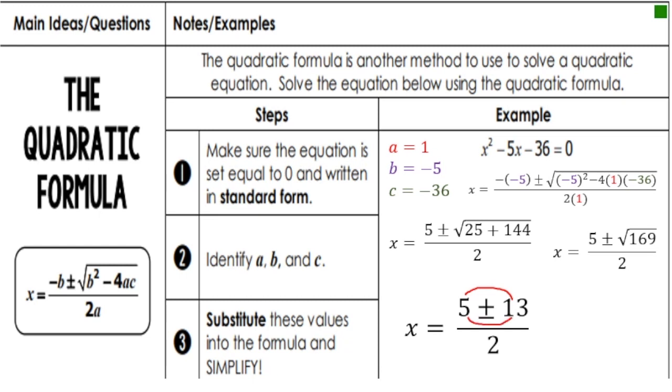Well, 5 plus 13 is 18. 18 divided by 2 gives us 9. 5 minus 13 is negative 8. And negative 8 divided by 2 gives us negative 4. So my solutions are 9 and negative 4.